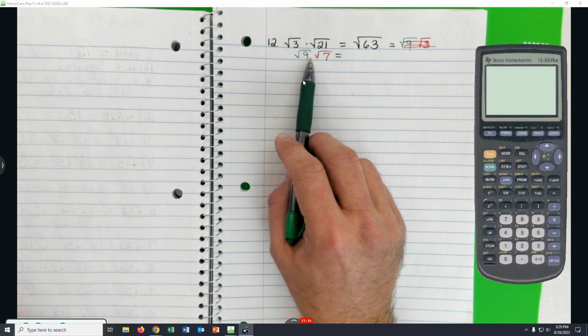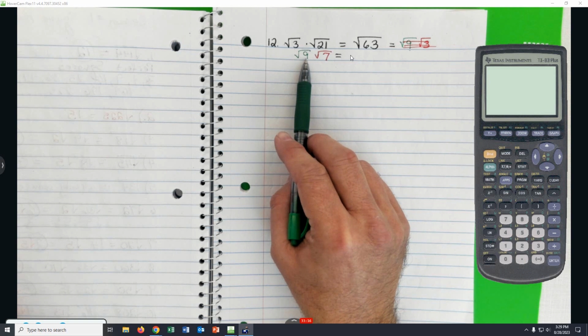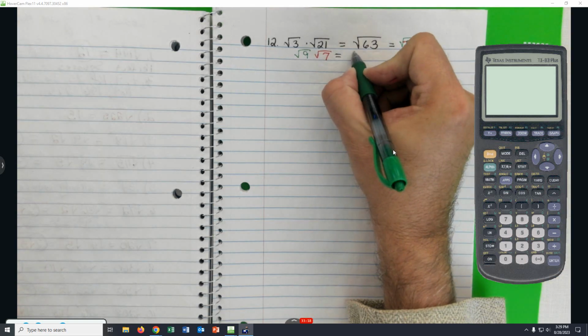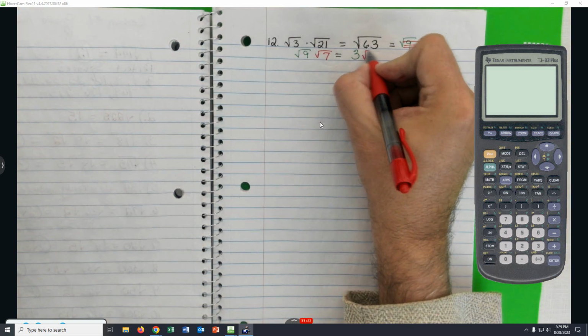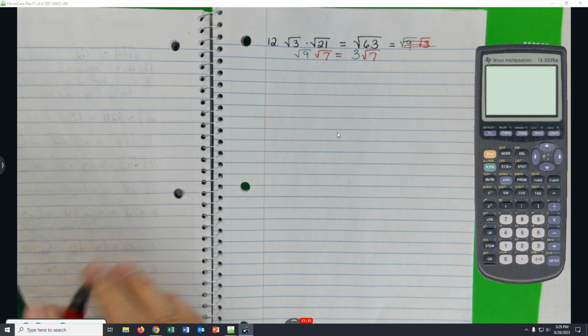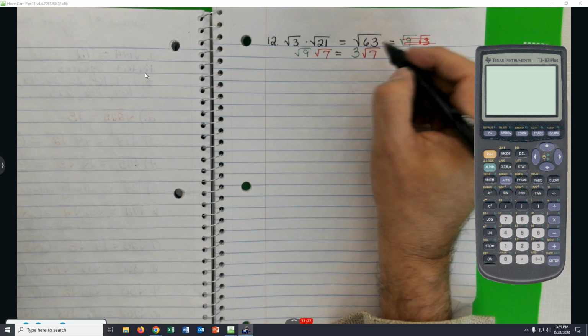Okay. Square root of 9. What green number am I writing? 3. Square root of 7 stays as is. So 3 square root of 7.